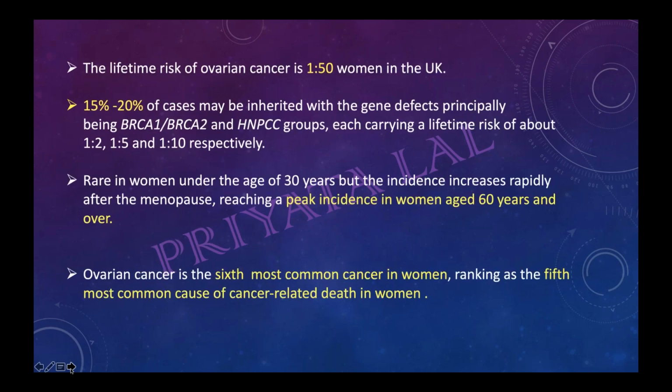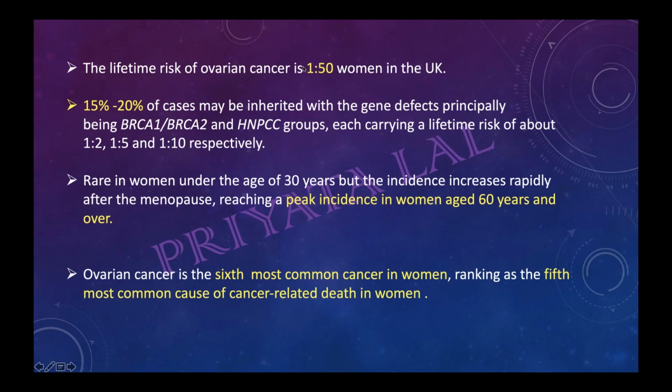Now they can ask you what is the lifetime risk of ovarian cancer. Lifetime risk of ovarian cancer in the UK is 1 in 50. Apart from this, sometimes you will get a question on the number for inherited cancers. That means some genetic defects are there, and because of that ovarian cancer occurs, either BRCA1 and BRCA2, or HNPCC group. In this particular situation, you can see the lifetime risk is so much higher.